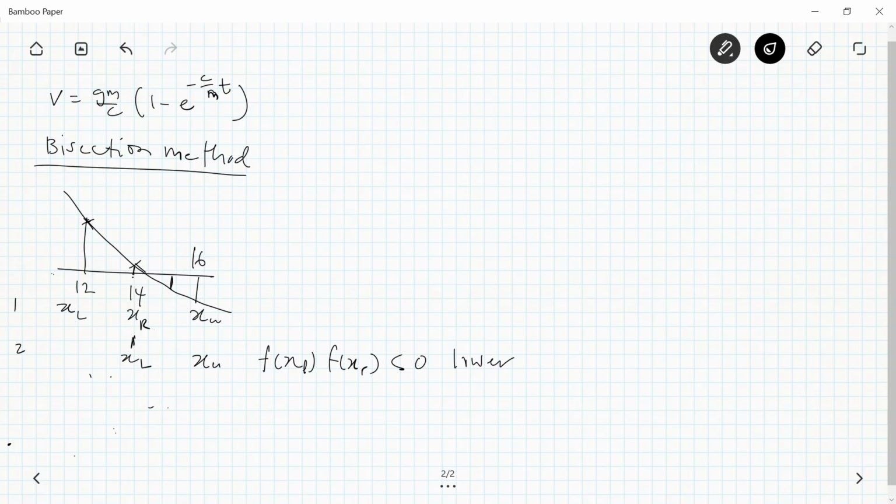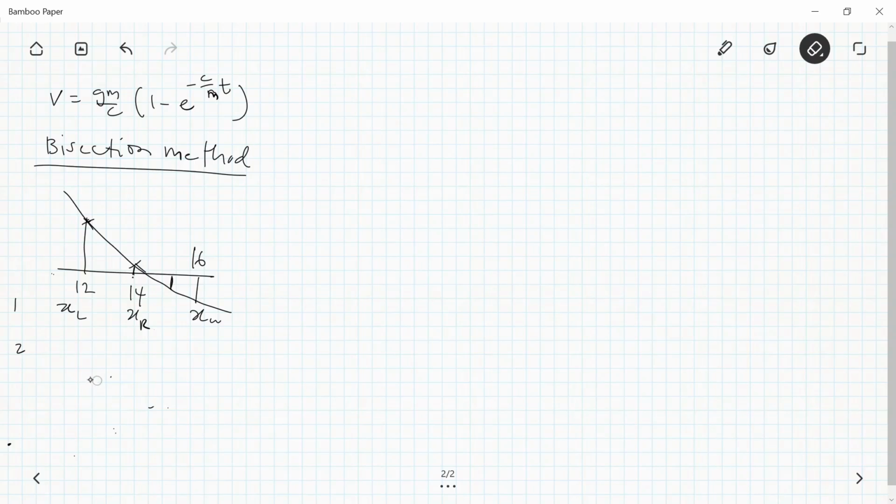So let me draw this. Here, this is the first interval. The second interval becomes like this. So now the second iteration becomes something that looks like this. Okay, so this is 14.